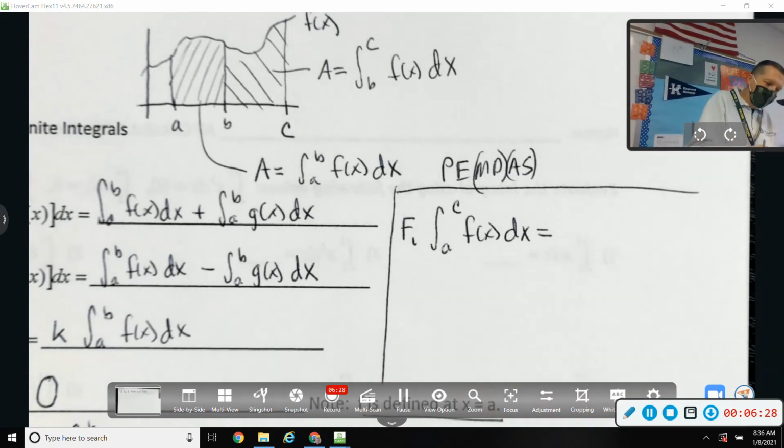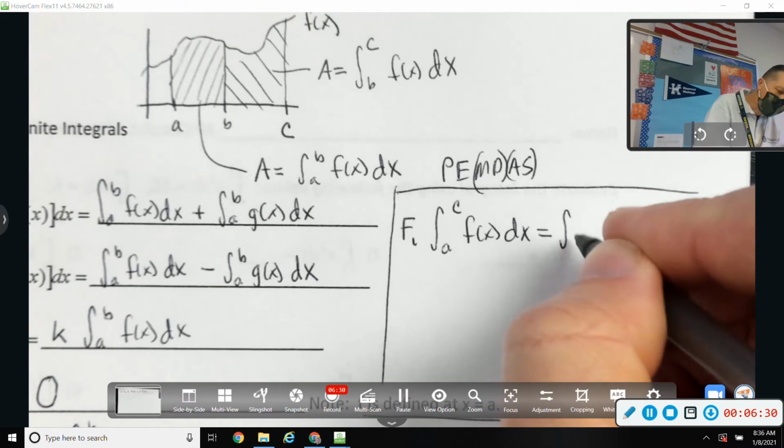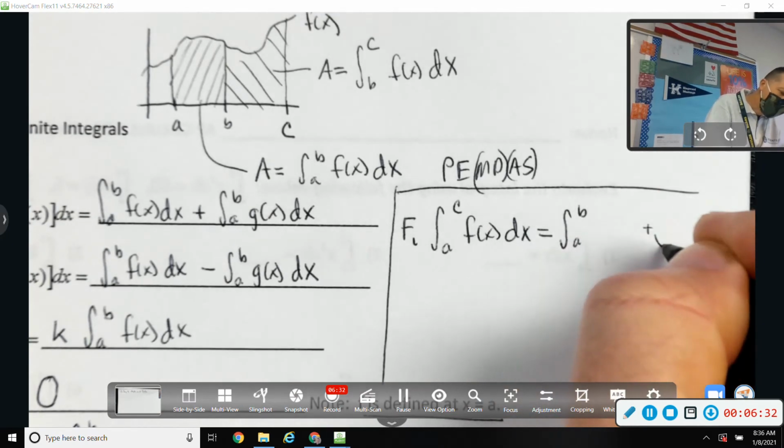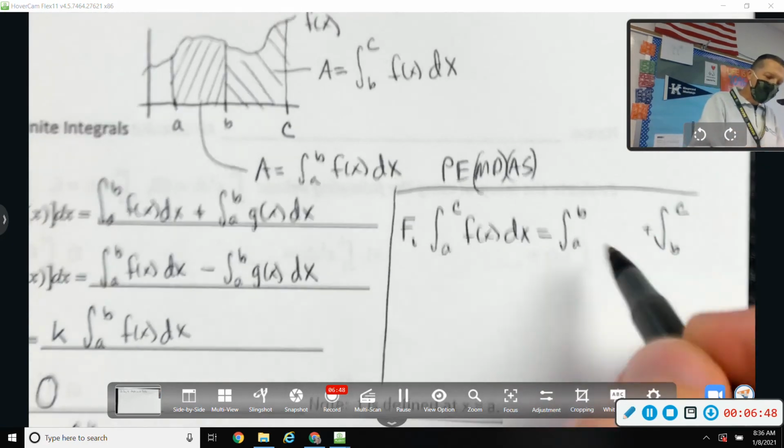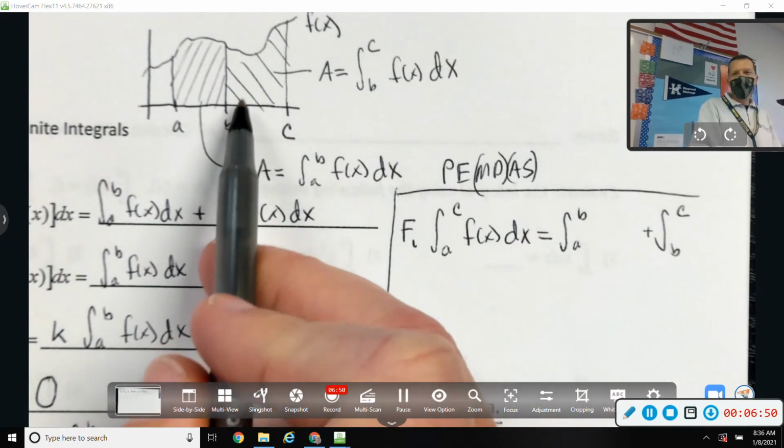Well, if I broke that up, I could go from A to B and from B to C. I need to write the rest of the stuff in there, but that's the point we're looking at. If I go from A to B and then from B to C, that's the same thing as if I had just gone from A to C to begin with. So looking at limits of integrals, this is not a hard property if you're thinking about the picture.